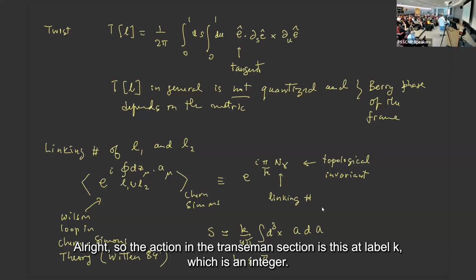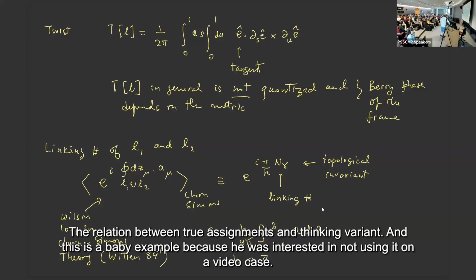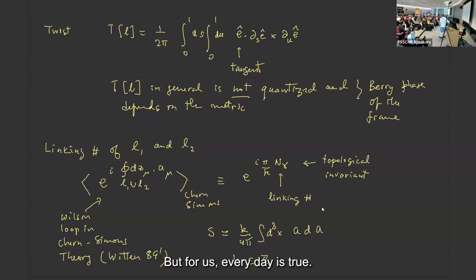All right, so the Chern-Simons action is this, at level k, which is an integer. This goes back to the famous paper by Witten in 1989, on the relation between Chern-Simons and the linking invariant. And this is a baby example because he was interested mostly in the non-abelian case. Okay, but for us, the abelian is good enough.